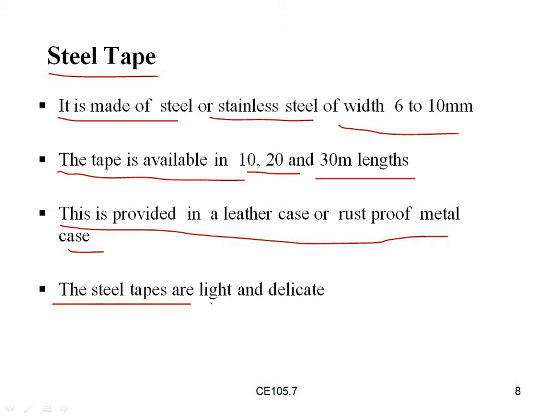The steel tapes are light and delicate. They are not heavy, so we can carry them in the hand itself and take measurements very easily. That is why steel tapes are very light and delicate. Delicate means if the steel tape falls down, it will be damaged or broken. So we have to handle the steel tapes very carefully at the time of chaining.